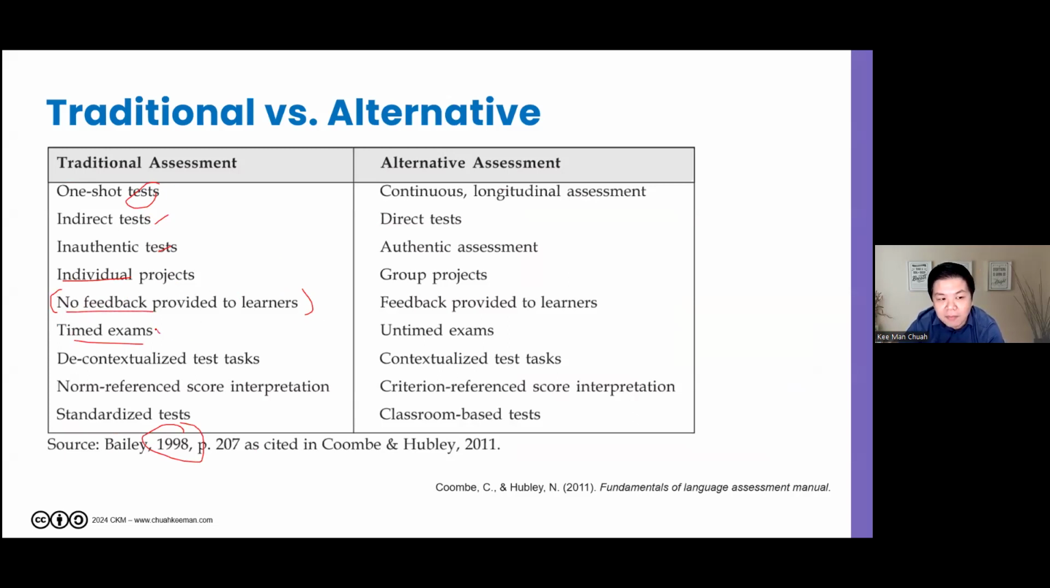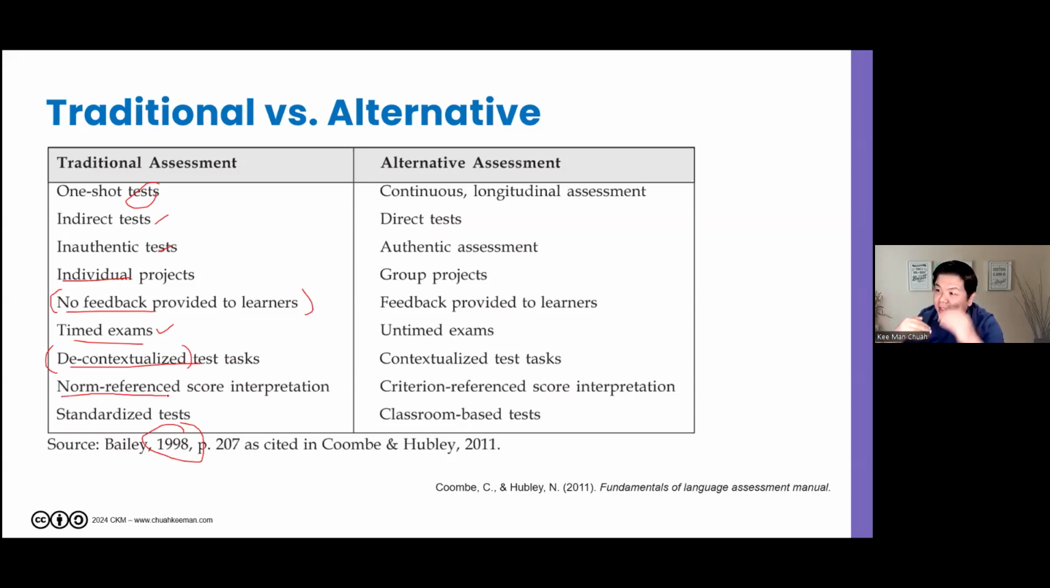A timed exam, right? Although traditional assessment can be untimed, like when you give them take-home tests and all that. The contextualized test tasks, I think this one is quite key. We take out the context and then we just measure using MCQ and all that. This is norm-referenced, again, score interpretation.